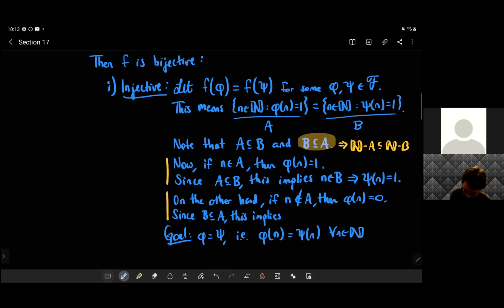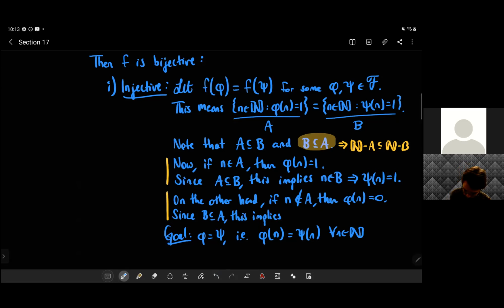So indeed, phi of n equals psi of n for all n in the natural numbers, which is the exact same thing as saying phi is equal to psi. Technically, you're supposed to say the domains of the function are also the same, but that was given to us. So we get function equality, sorry. Right, so we started with this, we ended with this. That means injectivity holds. Cool.